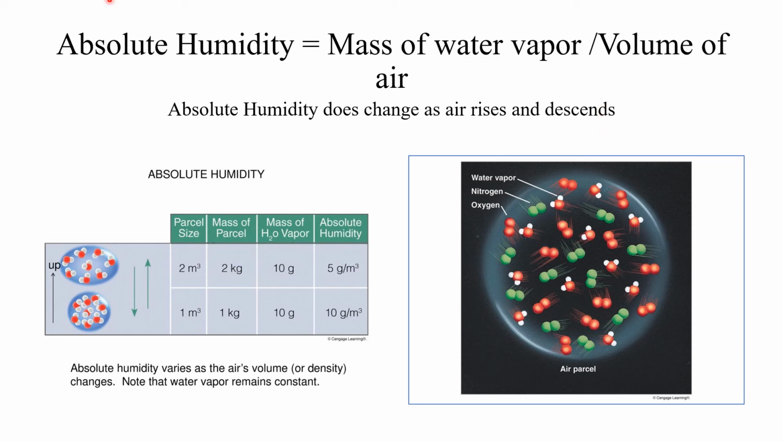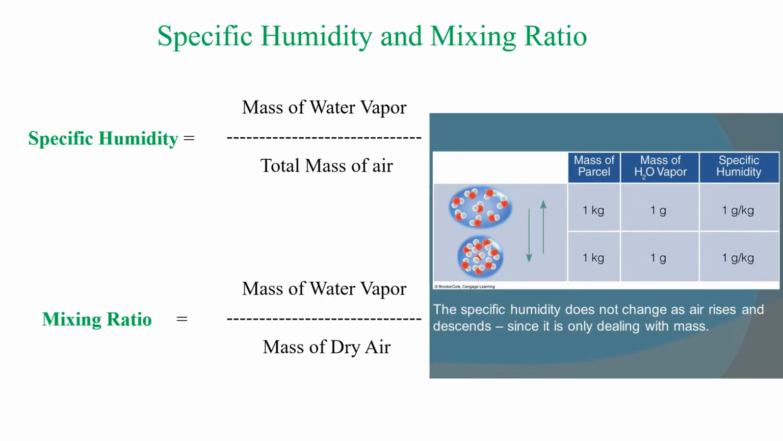So here you need to remember one thing. Since absolute humidity depends on the volume of the air, when air rises or descends, volume increases or decreases. That's why the absolute humidity also increases or decreases. I think you have an understanding of the absolute humidity. Now, specific humidity and mixing ratio.